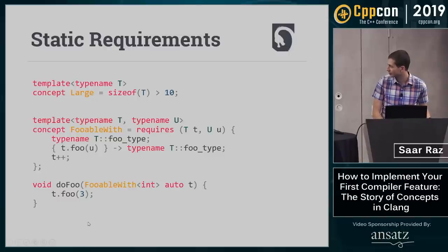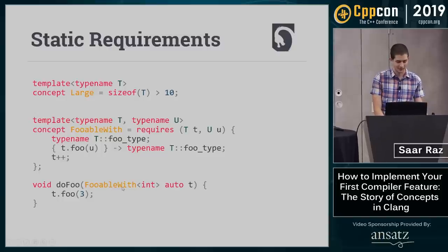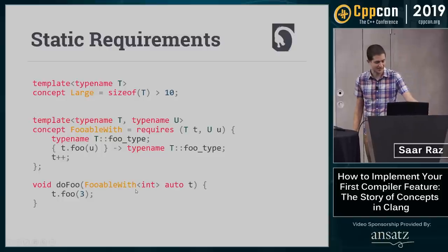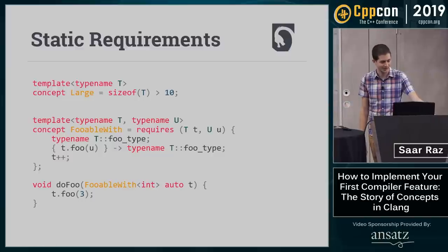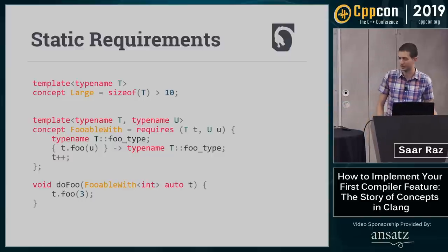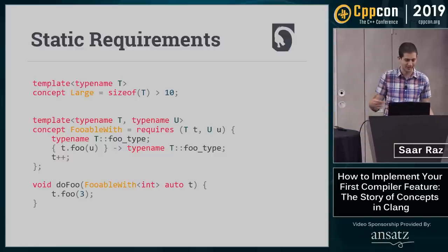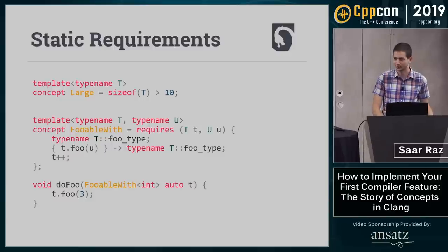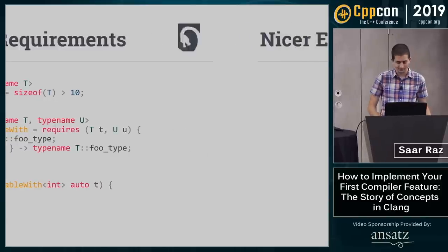So you can prefix the auto keyword with the name of a concept with optional arguments like this. This means that anything that you give to the dofoo function must satisfy fooable with int. For example, it must be incrementable and have the ability to do t.foo and give it u. Cool.